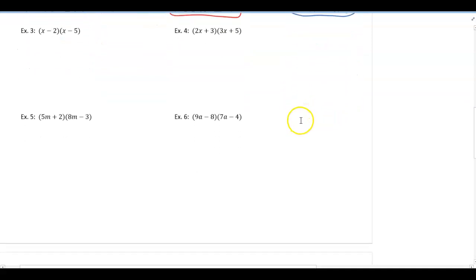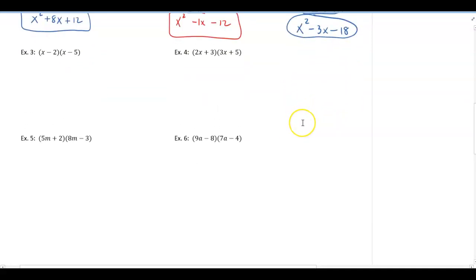Okay? Eventually, you should get very quick with these. All right? The next one. What am I going to pull out first? I'm going to pull out the x and distribute it to the x minus 5. Then I'm going to pull out the negative 2 and distribute it to the x minus 5.